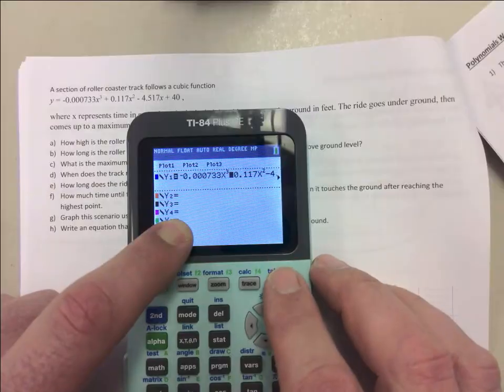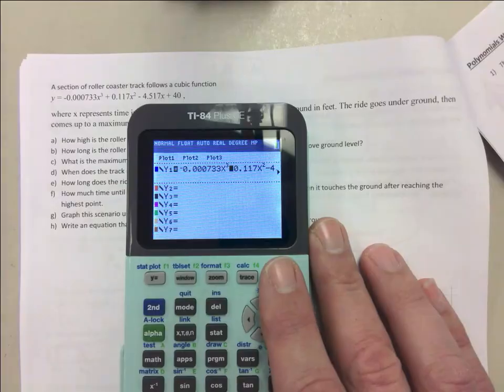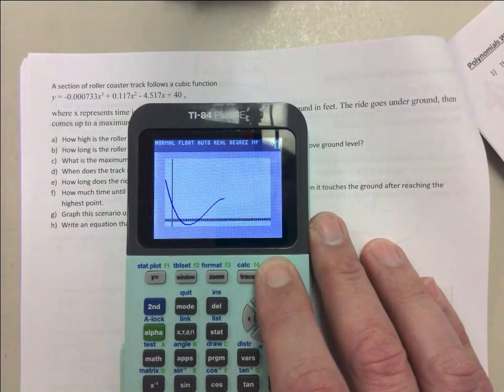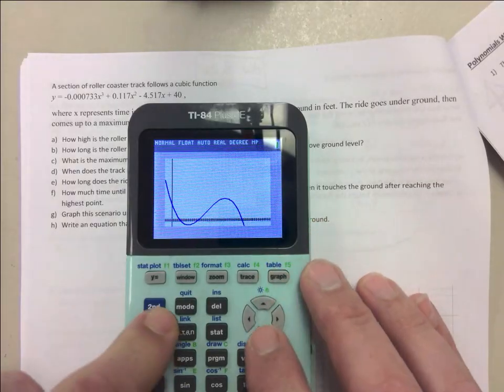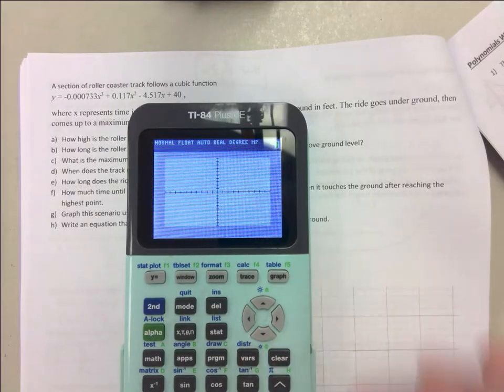So once you have this, watch what I do with the window, because that is going to be your biggest problem, okay? I'm going to hit graph. My graph looks perfect, right? But I'm going to go zoom 6. Let's all press zoom 6 so we reset our window.